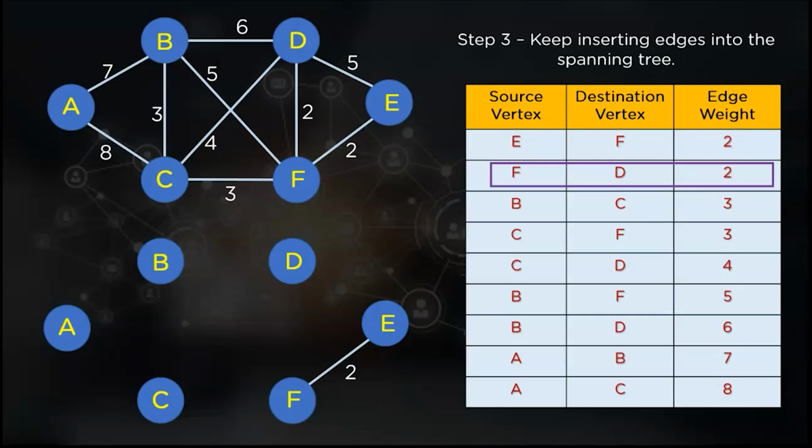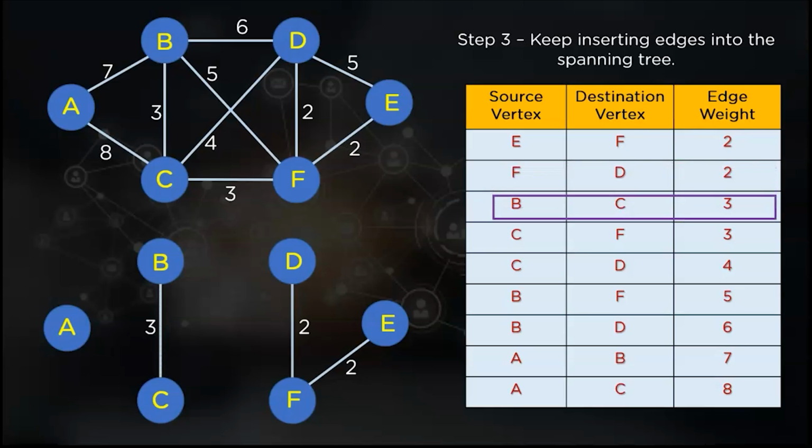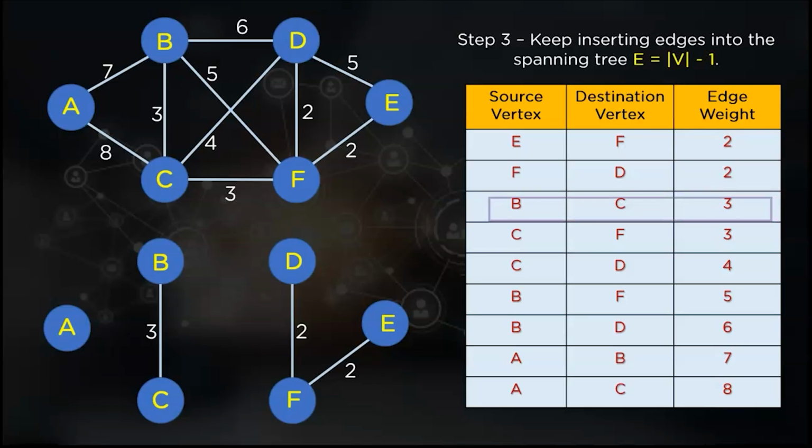The next edge that we have in our sorted list is edge FD. It also has an edge weight equal to 2. Hence, we'll include it in our spanning tree. The third edge in our sorted list is edge BC with weight 3. The inclusion of this edge does not formulate any cycle in our tree structure, hence we'll add it to our MST. The next edge is edge CF, having an edge weight 3. So we'll include it in our MST structure.